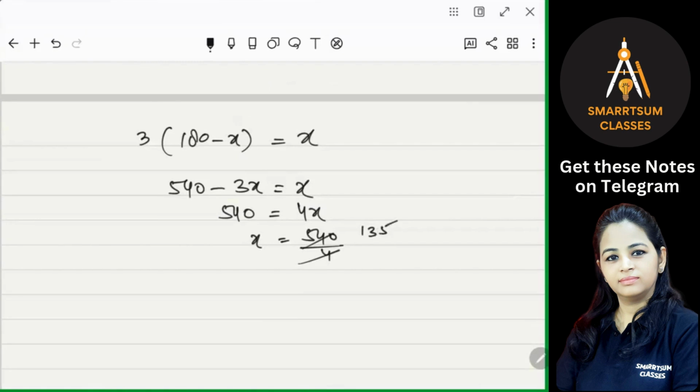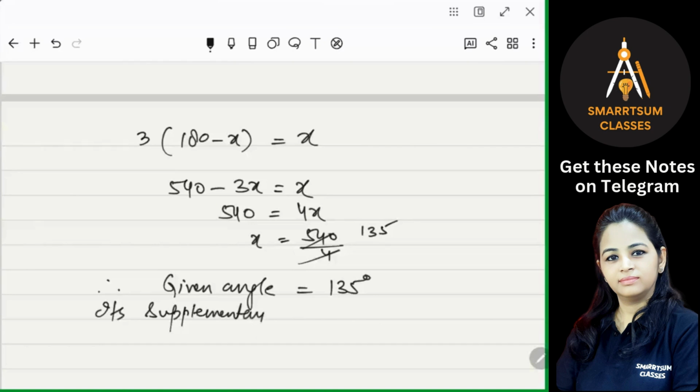So what is the value of x? x is 135. So this is the given angle. Therefore, because we have assumed that the given angle is x, the given angle is 135 degrees. Now the supplementary angle will be 180 minus x, right? That is 180 minus 135. That is 45 degrees. So in this way, we have calculated both the angles, the given angle and the supplementary angle, right?